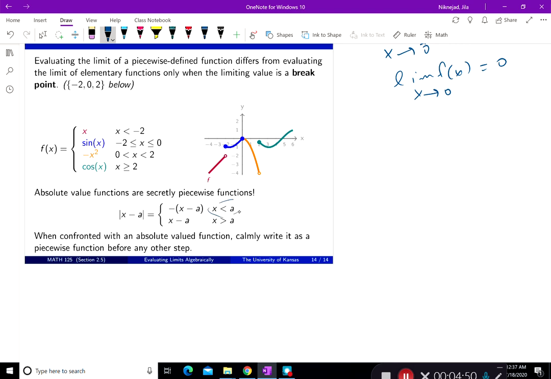See, x less than a means that x minus a is less than 0, and x bigger than a means x minus a is bigger than 0. And so this is how you write it, and then you treat it exactly like a piecewise defined function, noticing that each piece is going to be elementary. And so keep calm and carry on with the absolute value functions.